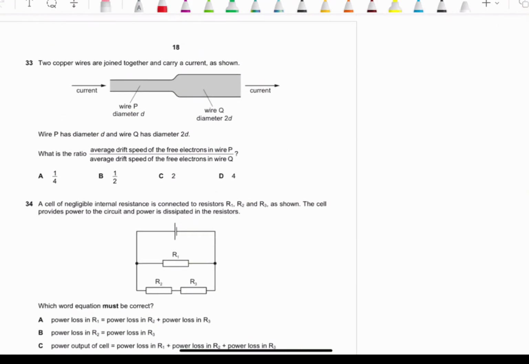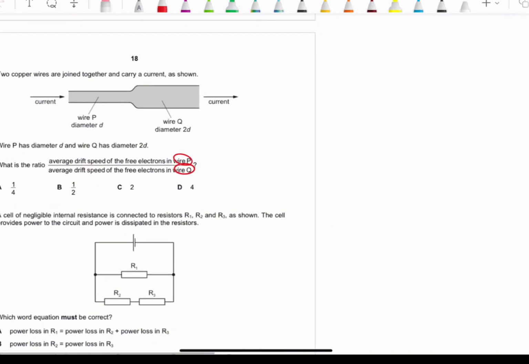Two copper wires are joined together and they carry a current as shown. Wire P has a diameter of D and wire Q has a diameter of 2D. What is the ratio of the average drift velocity in P and the average drift velocity in Q? We know that they're going to have the same current basically because these are connected in series, right?